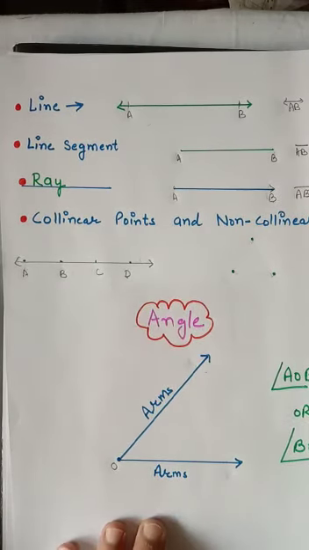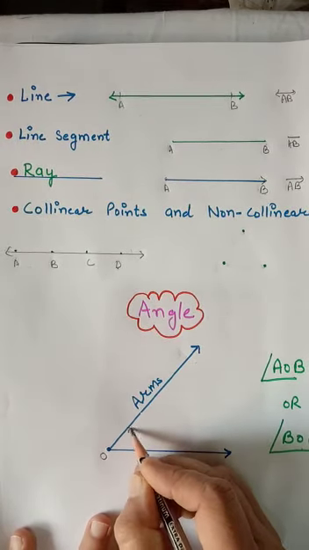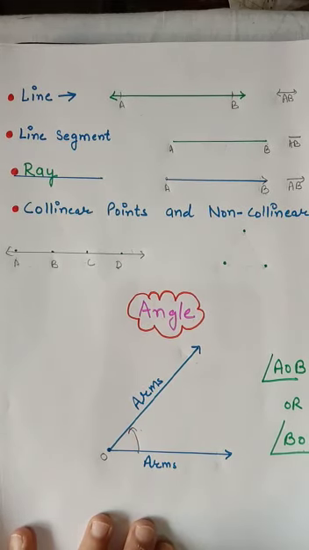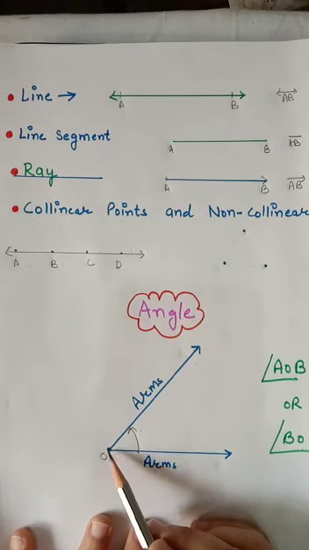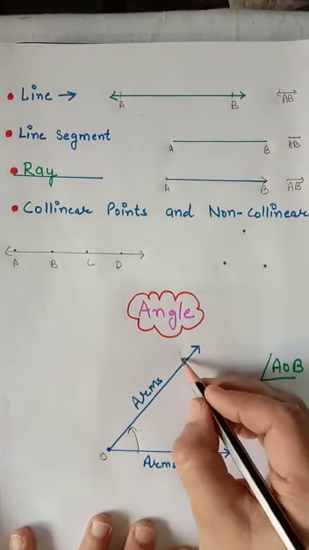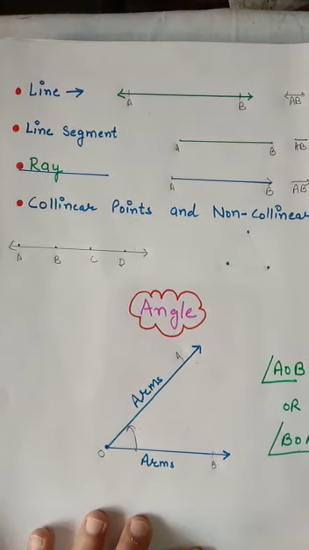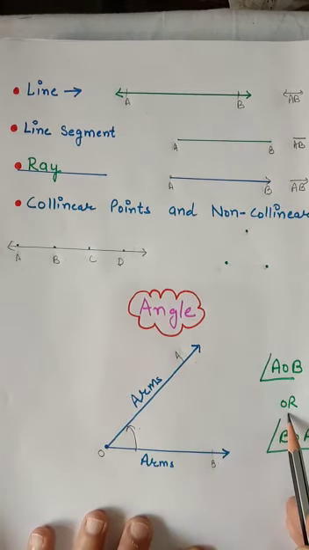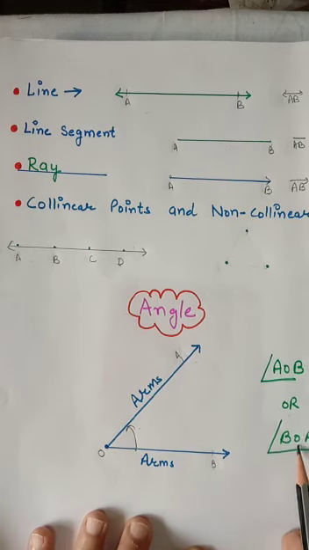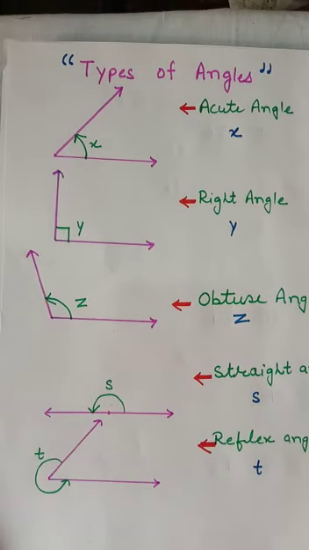Now next is angle. An angle is formed when we have two arms or two rays having one common vertex, one common initial point. Here arms are OA and OB. Arms means rays OA and OB, and they are forming an angle AOB, or we can say here angle BOA. Now let us study more about types of angles.